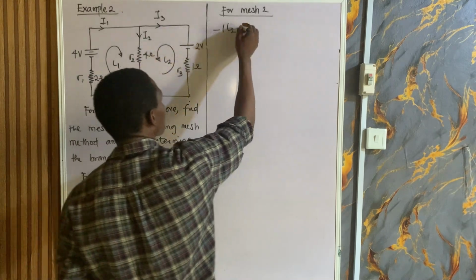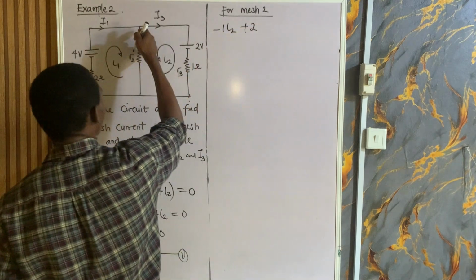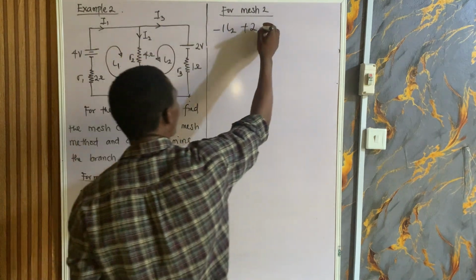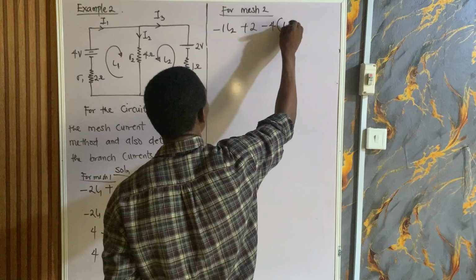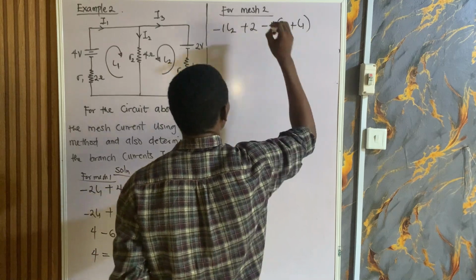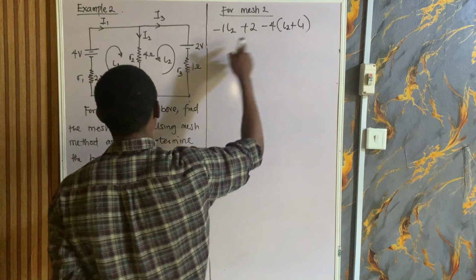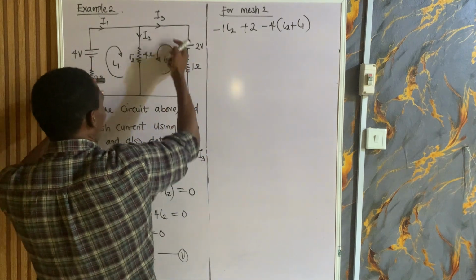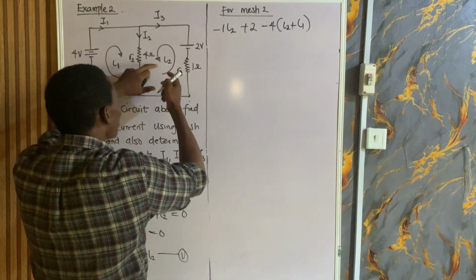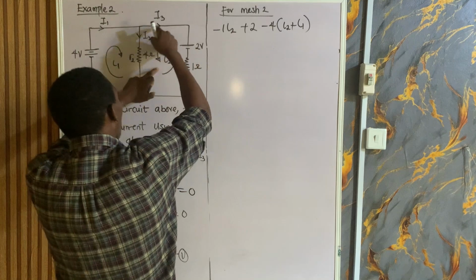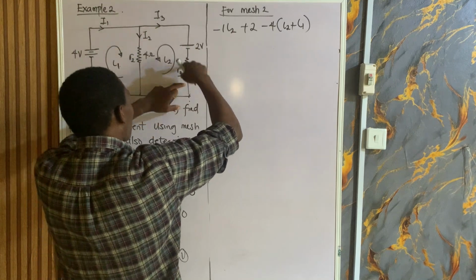Now, for this, this will be plus 2. Nothing to read here. Now, let's read this one. This will be minus 4, into I2 plus I1, starting with I2 first, because I'm doing mesh 2. And it is plus because the two of them are in the same direction. I2 is flowing downward, and this one is flowing downward. So this guy is telling me how to read my circuit elements, reading the voltage across my circuit elements.